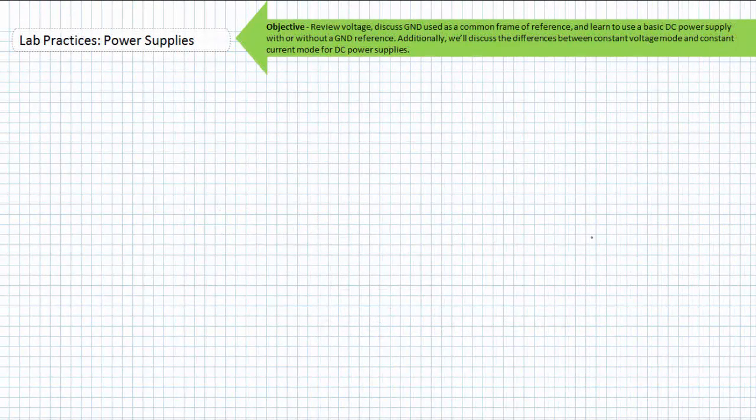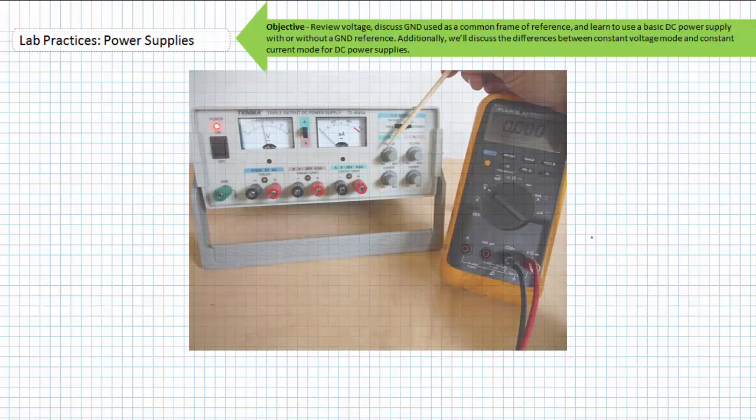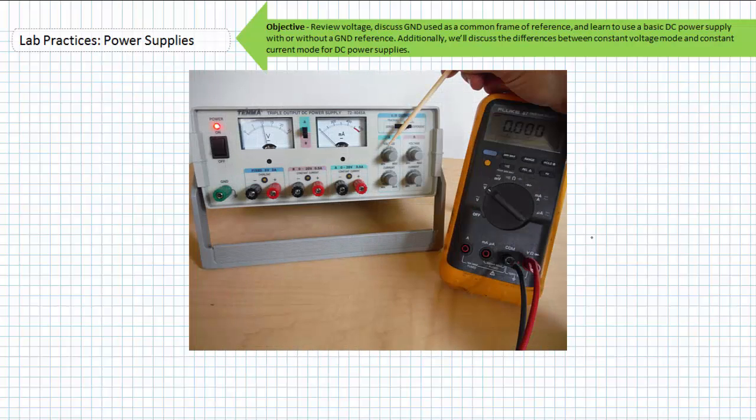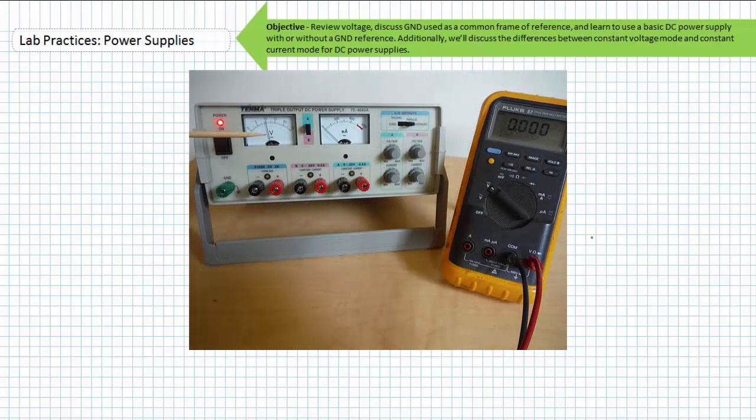Let's use the Tenma triple output power supply and set up the A terminals to produce a 10-volt differential between its two terminals. The display selector switch is set to A, and then I just spin the voltage knob on A until the needle meter indicates it's close to 10 volts.